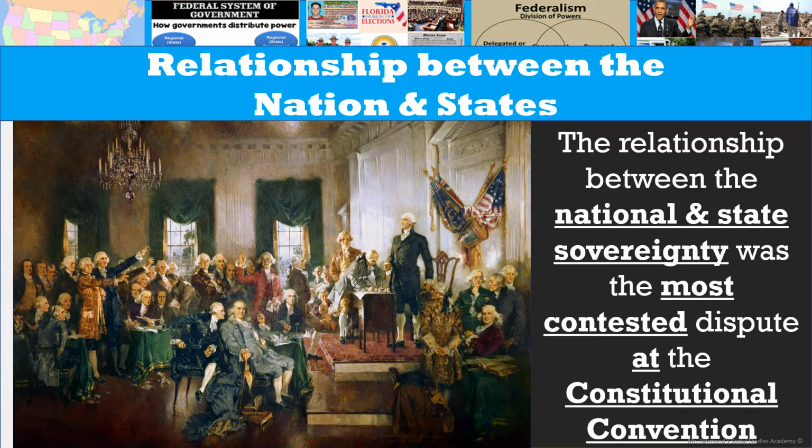In previous lessons, we looked at the debates that broke out at the Constitutional Convention and the ratifying conventions over state sovereignty versus national sovereignty, and the concept of federalism. And in this lesson, we will begin to see how that debate has lasted throughout the history of our republic.